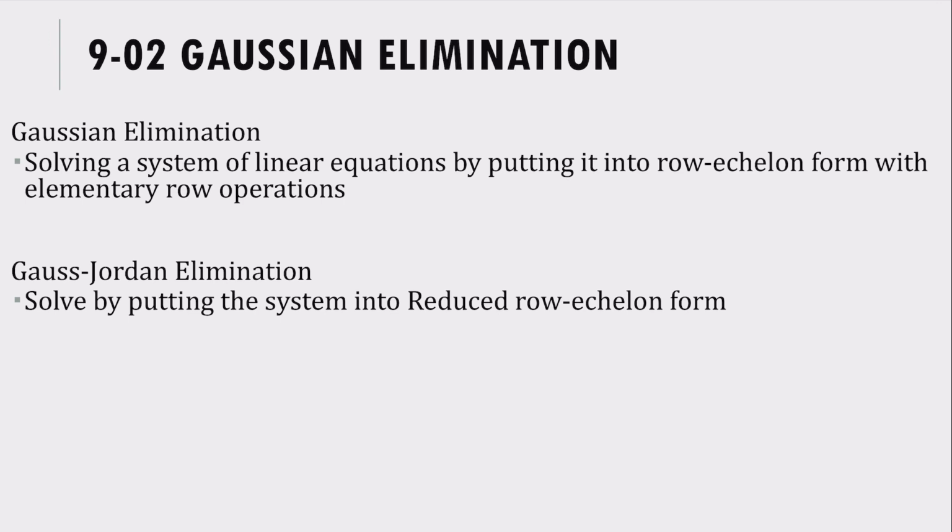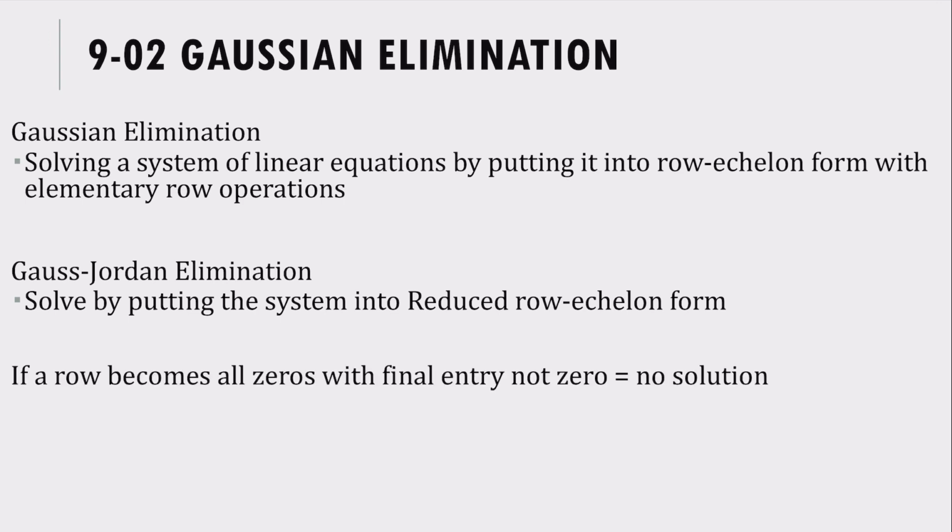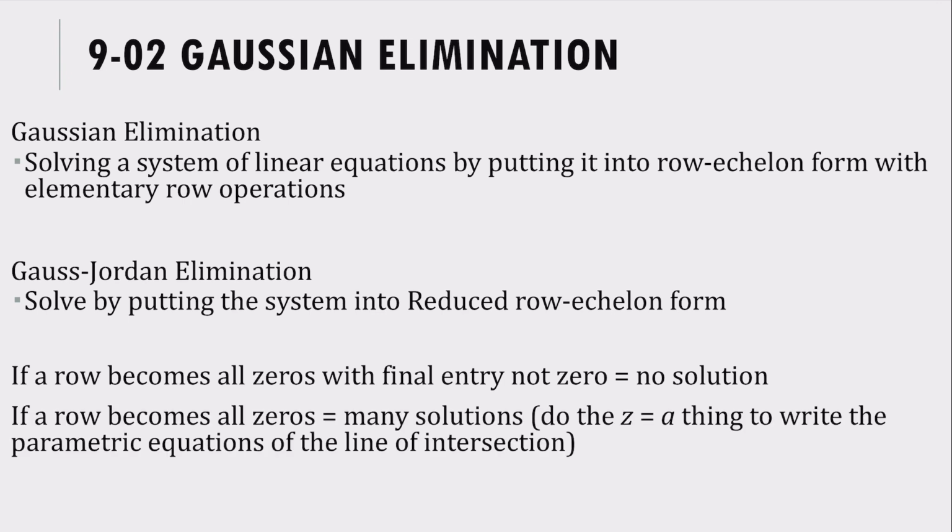For a reduced row, if a row becomes all zeros with the final entry not zero, so it's 0, 0, 0, number, then there's no solution. If a row becomes all zeros, then there's infinitely many solutions, and you have to do the z equals a thing to write the parametric equations, the line of intersection, because in three variables, each graphs a plane, and the intersection of planes is a line. So we're trying to describe the line that contains all the points of the intersection.